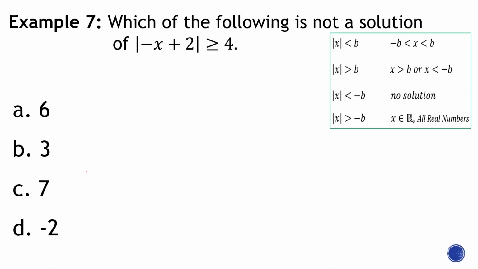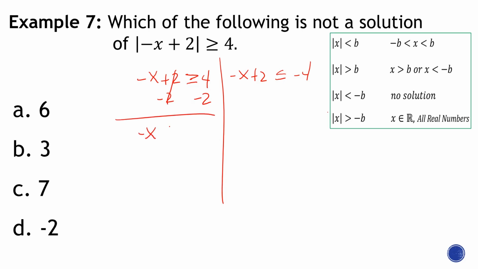Which of the following is not a solution of this one? So let's do this. Negative x plus 2 is less than or equal to 4. And then negative x plus 2 is less than or equal to negative 4. And we will solve these two separately. So minus 2, minus 2. This will be negative x is greater than or equal to positive 2. Next, divided by negative 1 because we want the x to be positive, right? So this will be negative 2. Okay, so I know you noticed I switched the greater than symbol because we need to do that if we are dividing by a negative number.